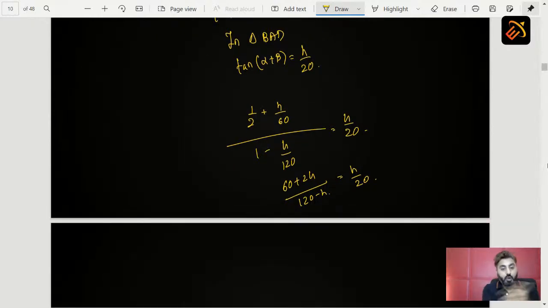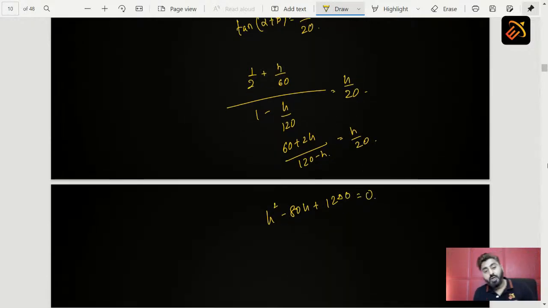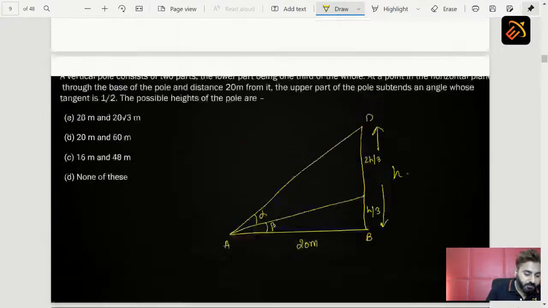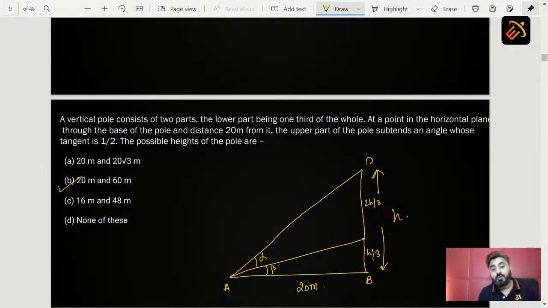Then when we cross multiply and solve, we get a quadratic equation, that is h square minus 80h plus 1200 is equal to 0. So this is a quadratic equation in terms of h. So from here we will get two values of h, one will be 20 meters and the other will be 60 meters. So if we get these two values of h, which option is it matching? So from this it matches our option B, and this is how we solve our sum. So students, I hope you understood. Understood how to do it? Can we move on to the next question?